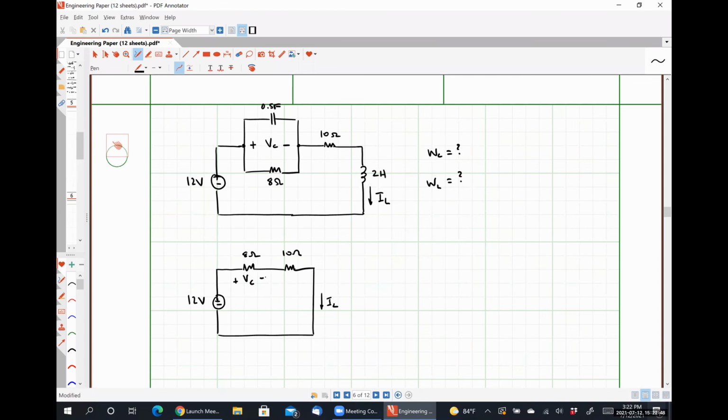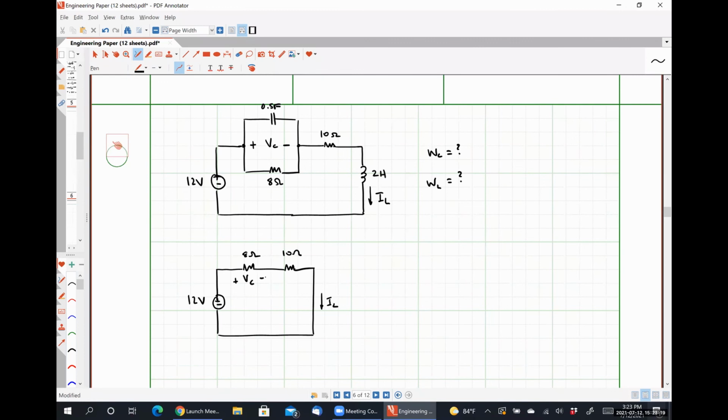Does anybody see any problems in the way that I've redrawn this guy? Are these two circuits equivalent if we are treating our capacitor as an open circuit and our inductor as a short circuit? Looks good to me. All right.